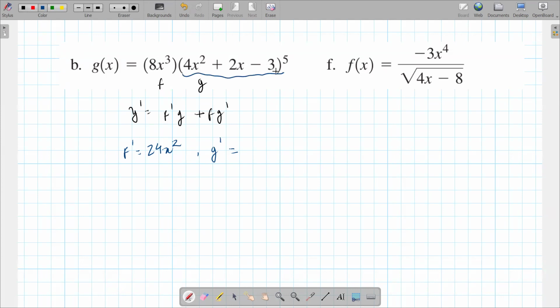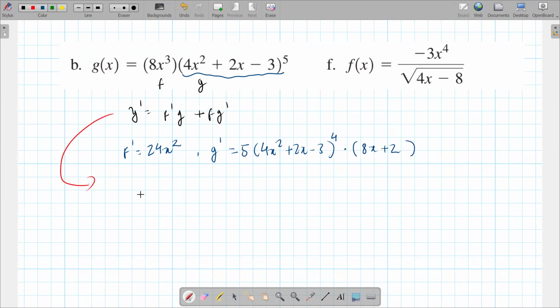And remember, you have to use the chain rule. So do you bring the 5 down first? Yes, you bring the 5 down. Everything else inside the bracket remains unchanged. And then you multiply it. You take 1 away, then you multiply it by the derivative of the bracket. What is it? 8x plus 2. And then you just plug everything into this formula here.